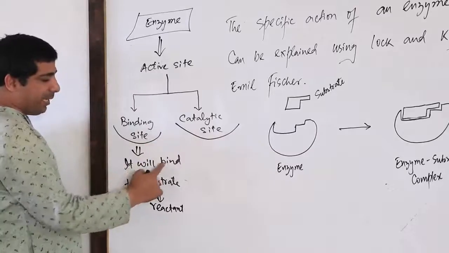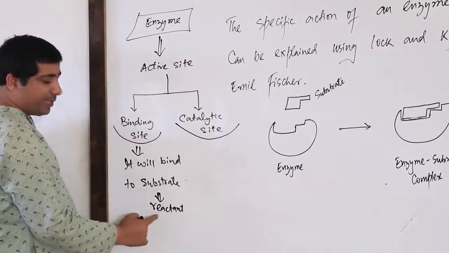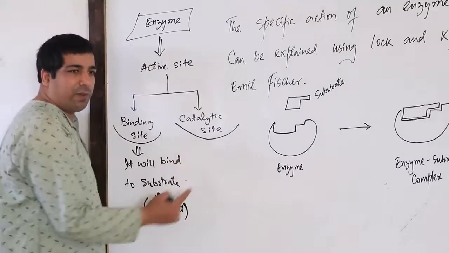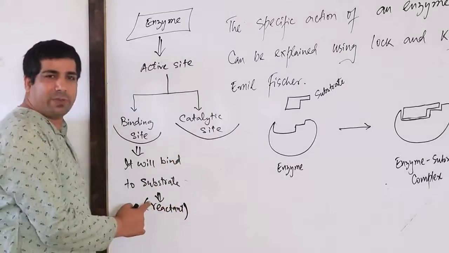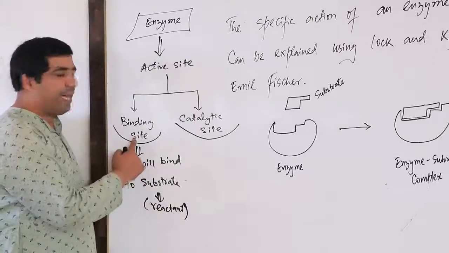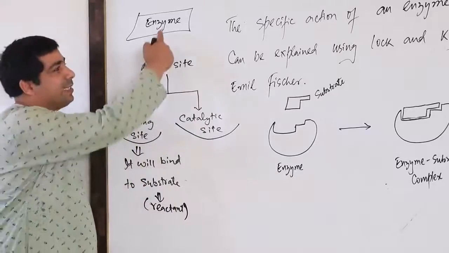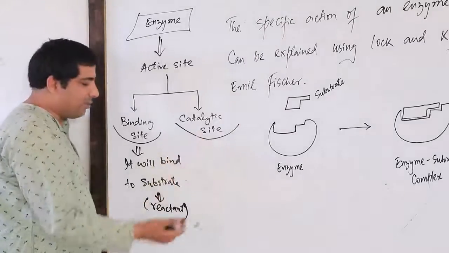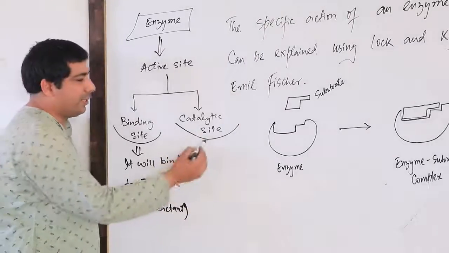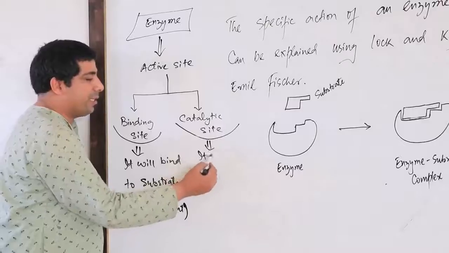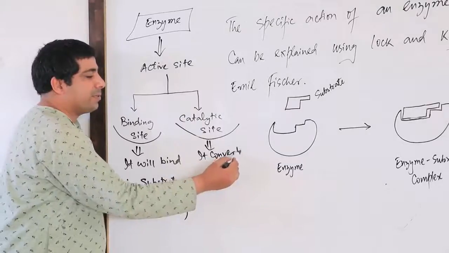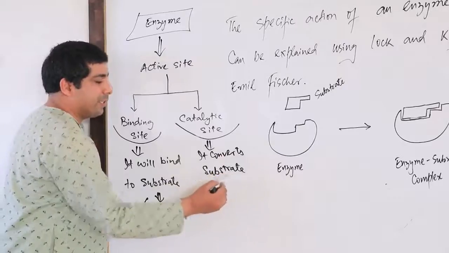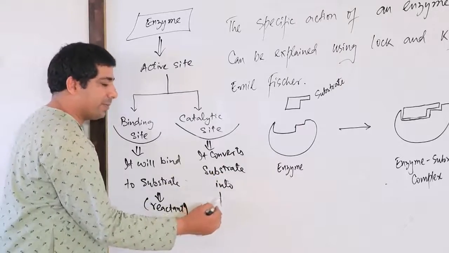The binding site will bind to the substrate. Substrate is nothing but reactant. And your catalytic site, once the reactant or substrate molecule binds to the binding site of an enzyme, then the catalytic site of an enzyme will convert this reactant into product. So it converts substrate into product. Substrate means reactant. Substrate into products.